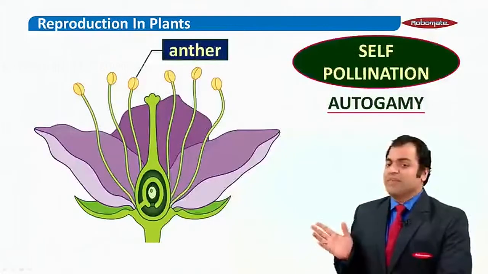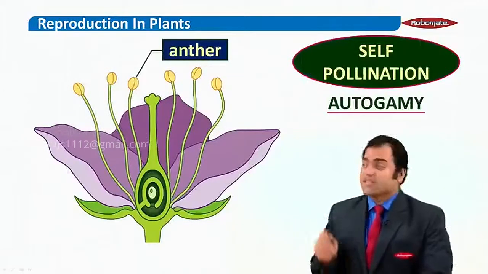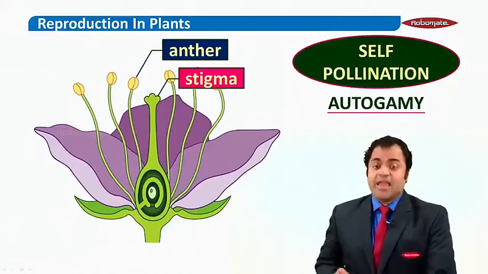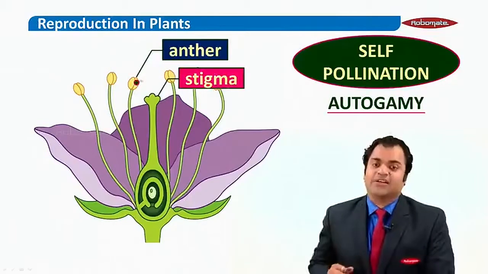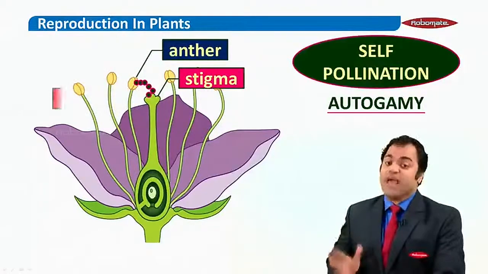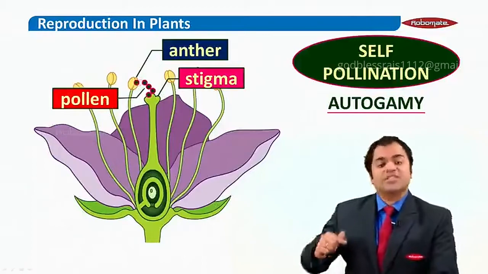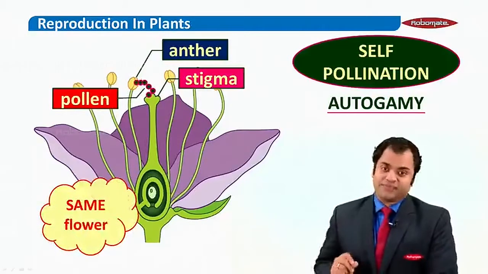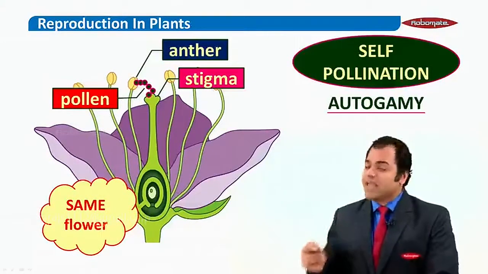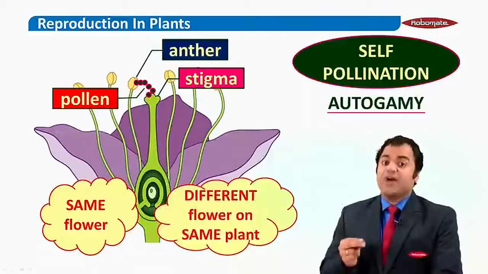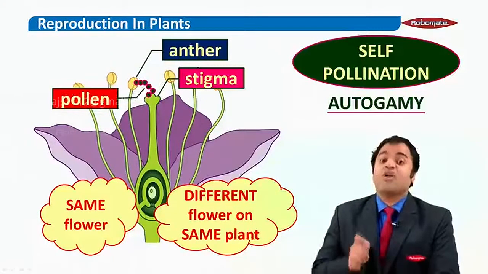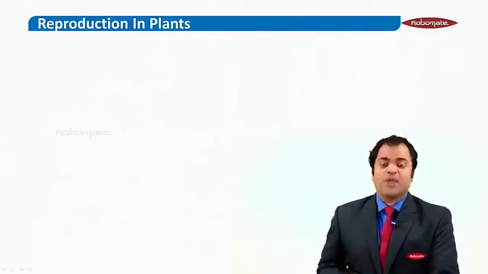Now what you're looking at here is a single flower. What I've marked up there is the anther. The next thing I'm going to mark is the stigma, right? Now I'm going to take some pollen from the anther and let it transfer onto the stigma. Is it okay? So what I just did was transfer pollen from the anther to the stigma of the same flower. Now when you transfer pollen from the anther to the stigma of the same flower or a different flower but on the same plant, both cases are considered self-pollination or autogamy. Is that okay? Now, moving on.